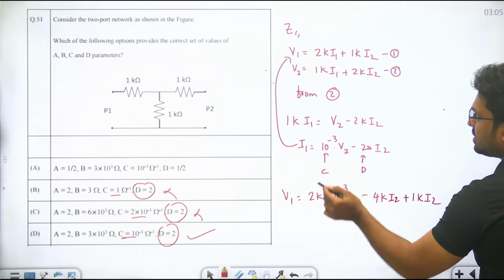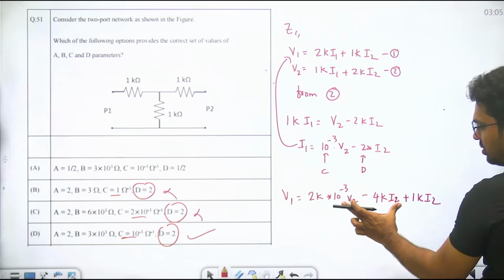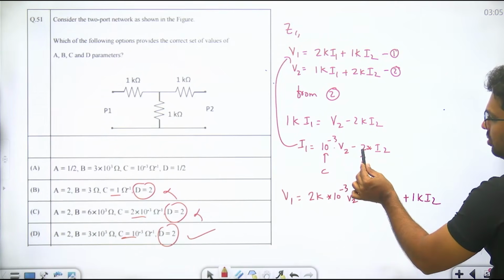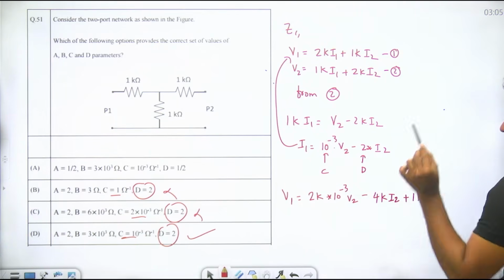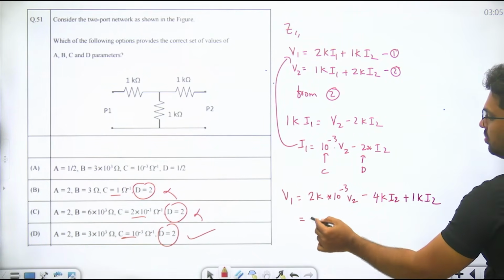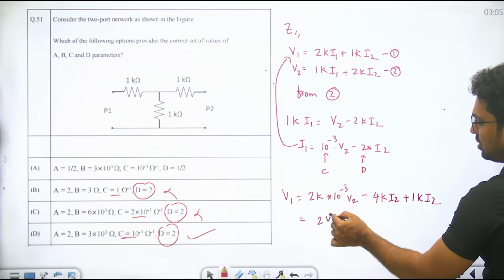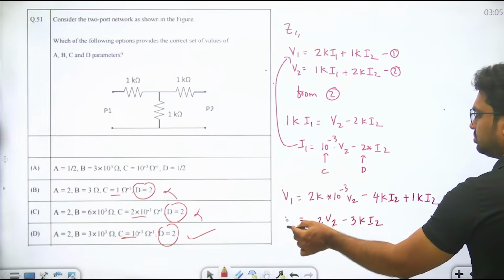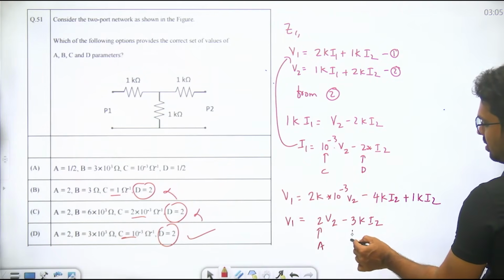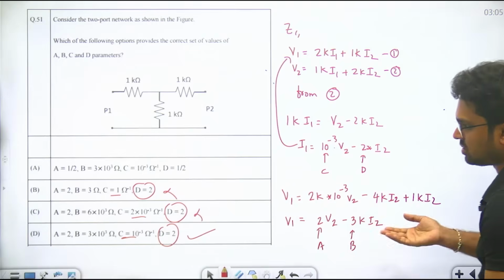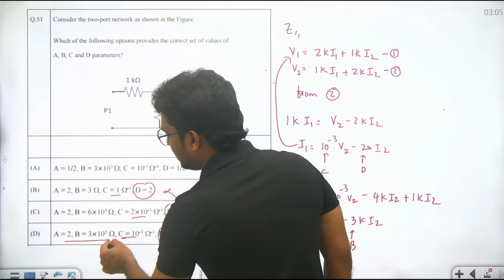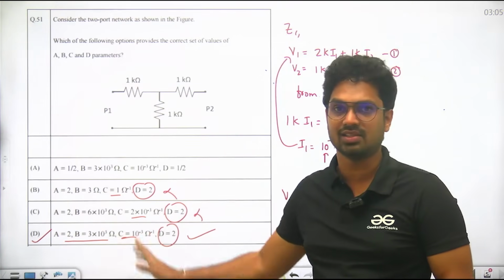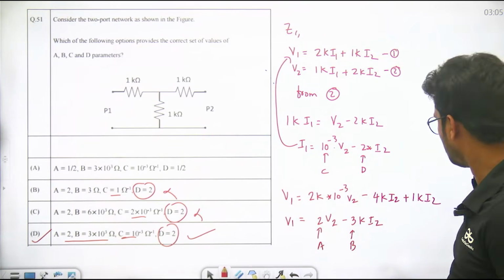I have done, this is 2K into I1. 2K into I1 is how much? 2K into 10 power minus 3 V2. 2K into 2 is 4K I2 plus 1K I2. So you can see here, K and 10 power minus 3 cancel. 2 V2 minus 3K into I2. So this is your A and B. A will be 2, no need, but just I am showing you. A will be 2 and B will be 3 into 10 power 3. So that is about your questions from network analysis, right? So all the 5 questions we are able to solve.